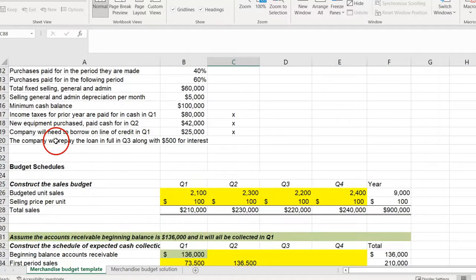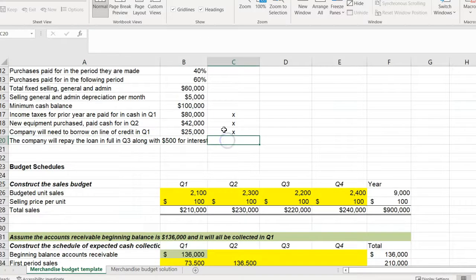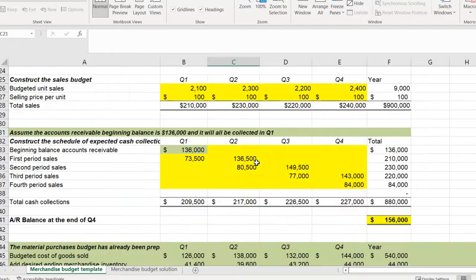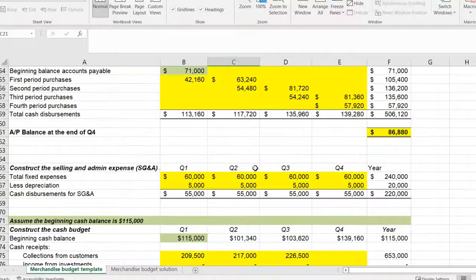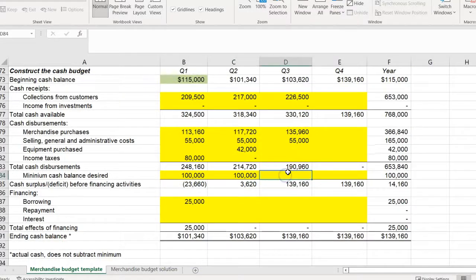And we go up here, we can see that, okay, in quarter three, we're going to repay the loan in full along with $500 for interest. So how do we know what's in full? Well, we borrowed $25,000 in quarter one. So when we pay it in full, we're going to need to repay that full $25,000 plus $500 in interest. Scroll down here. So before we put that repayment in, let's remember our minimum cash balance. We have to have that in every period.